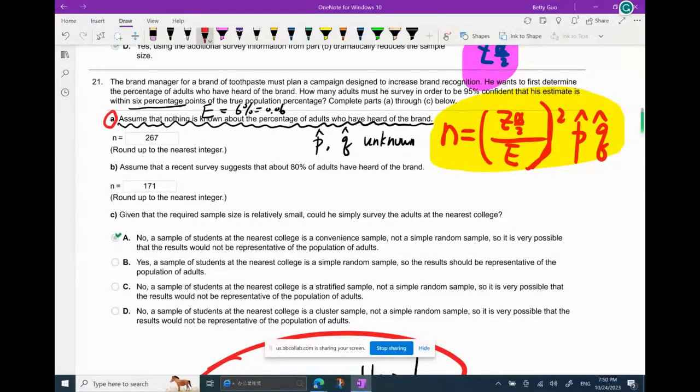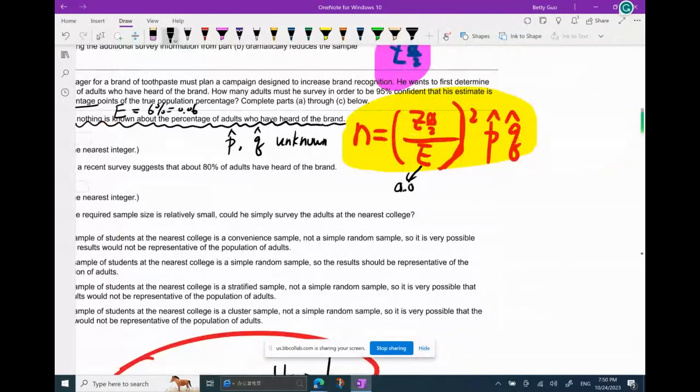Before we even go ahead to collect the sample, our goal here is to determine the sample size. Of course, we do not know the sample proportion. P hat is unknown. Okay, very good. So this is what we do. Now, how are we going to apply the formula to find the sample size n? E is given. E is 0.06, predetermined.